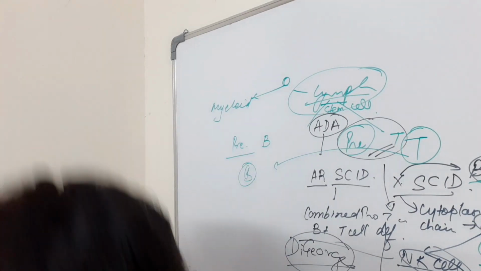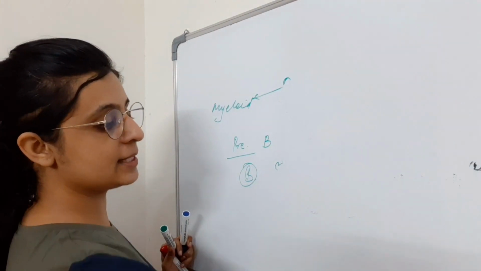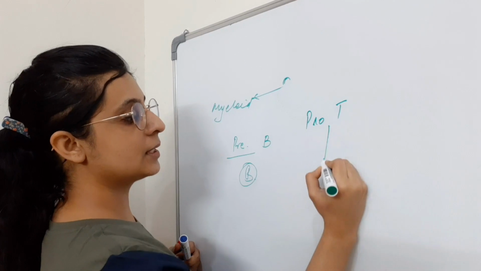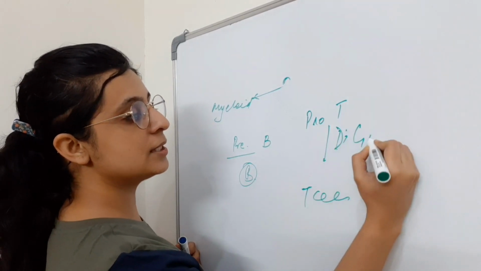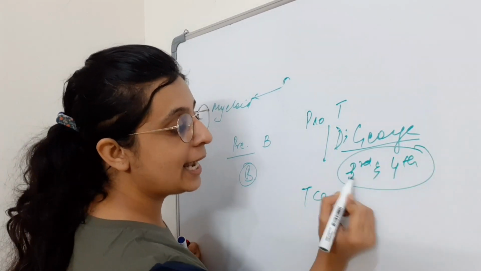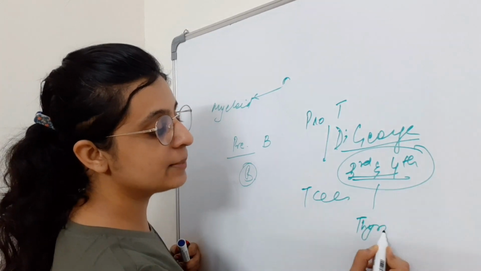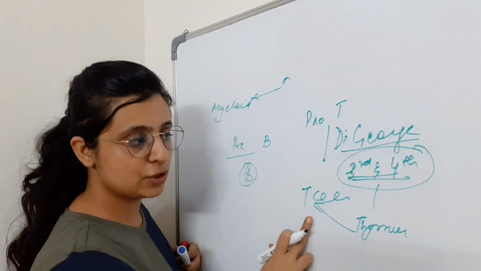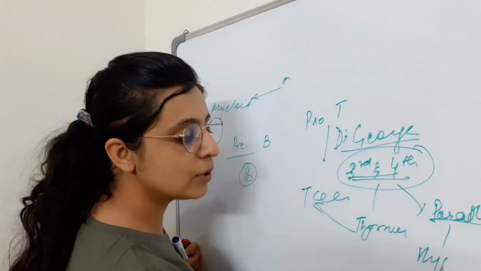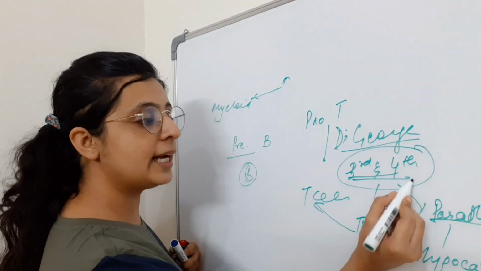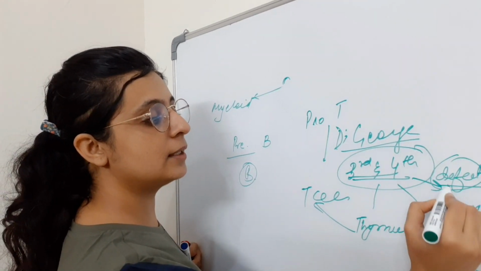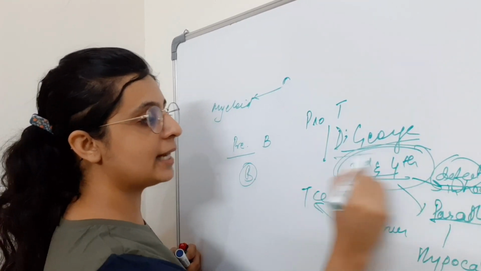What is DiGeorge syndrome? It is due to defective thymus development, which is required for maturation of T cells. So in DiGeorge syndrome, there is a defect in the development of the third and fourth pharyngeal pouches, and due to this, there is a defect in the thymus development and thus a defect in T cell maturation. Also, there is a defect in the parathyroid gland, which leads to hypocalcemic tetany. Along with that, there are midline defects, or you can say defects in heart development. This is your DiGeorge syndrome.